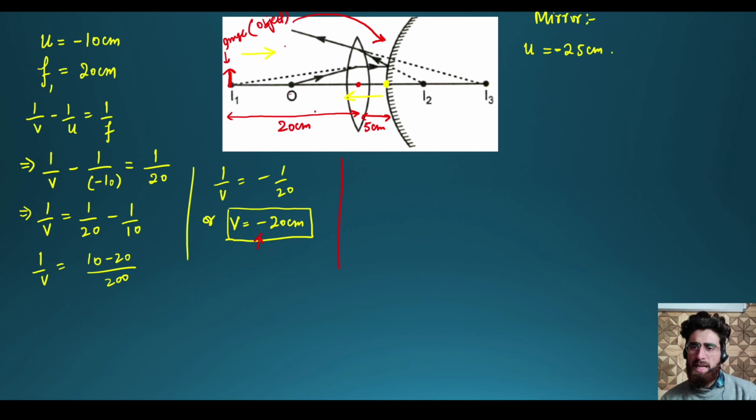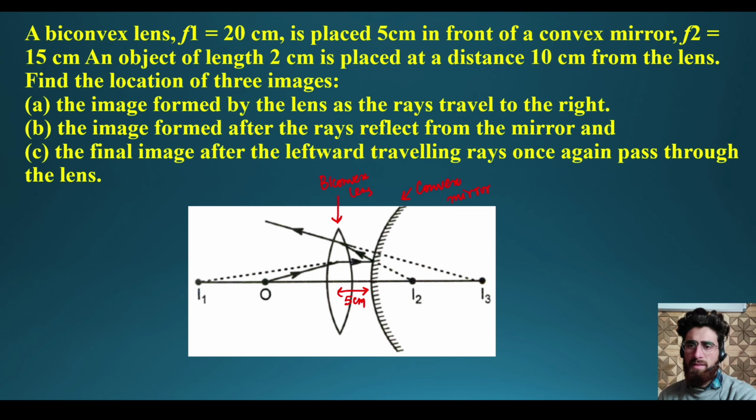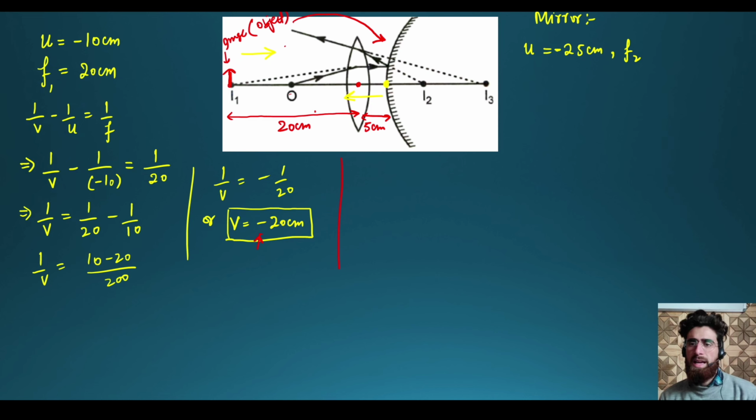But at the same time, the focal length of the convex mirror, how much is it given? It's given as 15 centimeters, and the focal length of a convex mirror is going to be positive 15 centimeters, because we will travel in the direction of the incident ray. And we have to find the image distance in this case. Now which formula are we going to use?